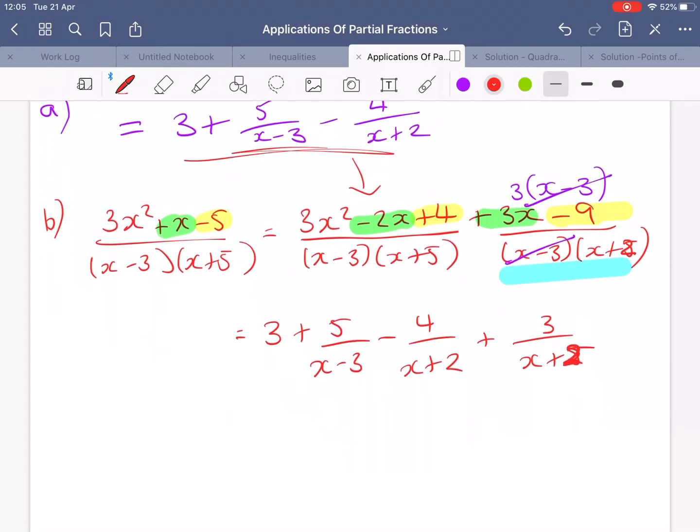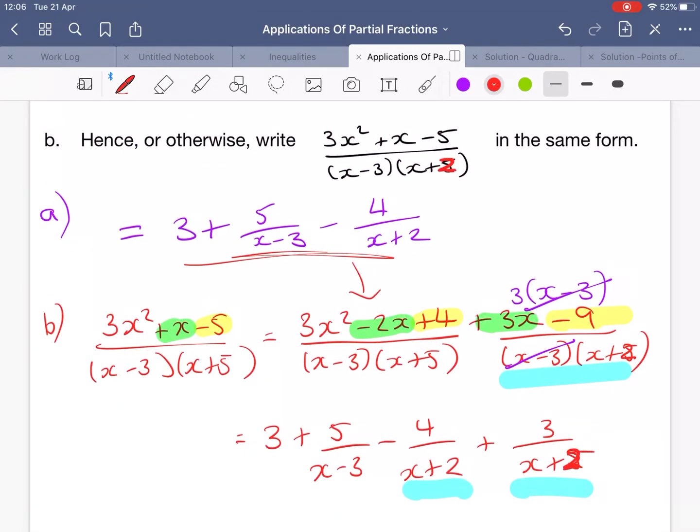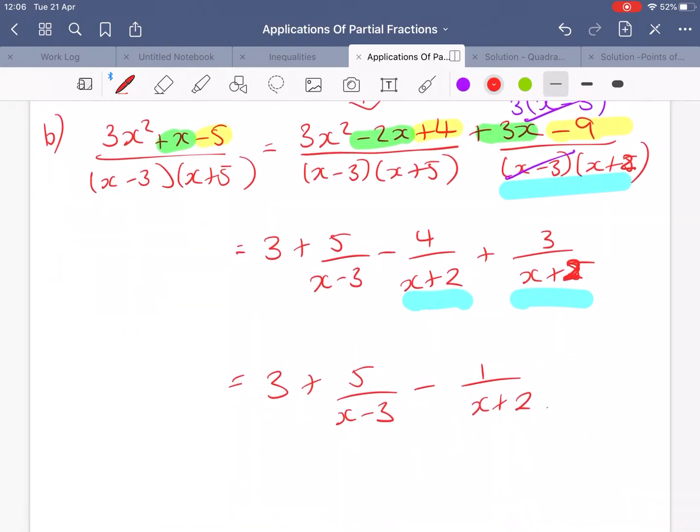Alright, so again, what can I do now? I can collect these two fractions together. So my 3 stays the same, my 5 over x minus 3 stays the same. Now I've got minus 4 somethings plus 3 somethings, so I'm going to be left with minus 1 of it. Okay, and so part B, what is 3x plus x minus 5 over the two brackets? That would be 3 plus 5 over x minus 3 minus 1 over x plus 2.